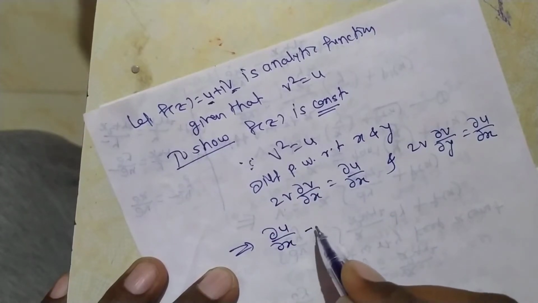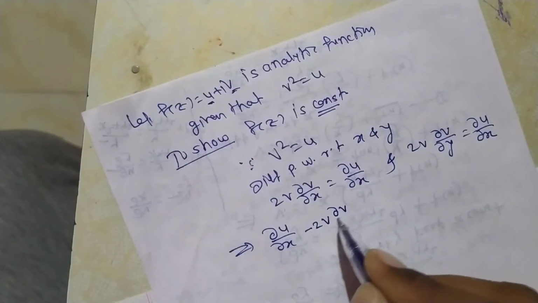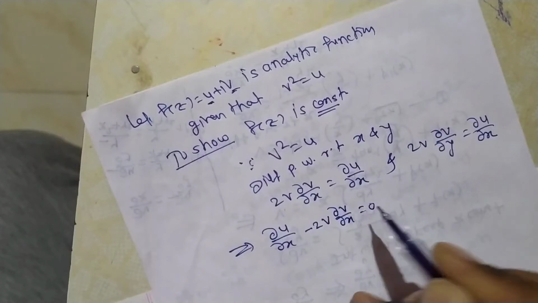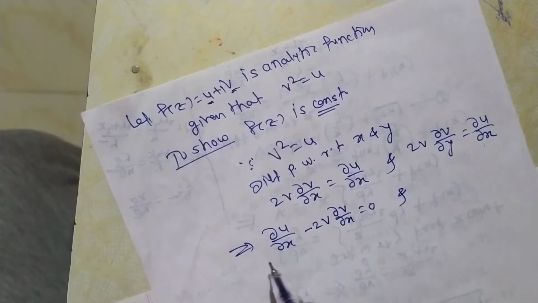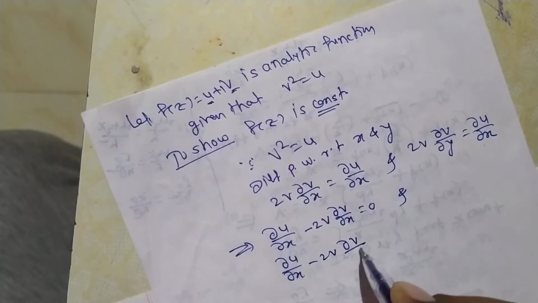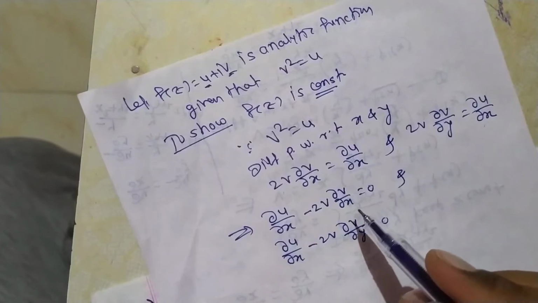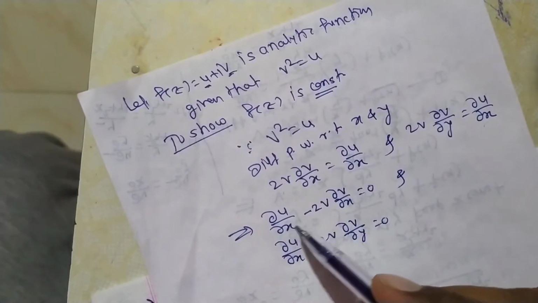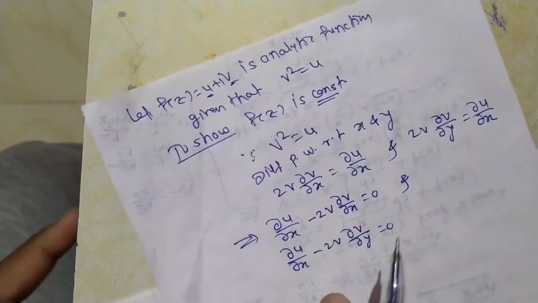So using the first equation we can write, if you write this term here, ∂u/∂x minus 2v ∂v/∂x equal to 0, and the second equation is the same, this term written on the RHS becomes ∂u/∂x minus 2v into ∂v/∂y equal to 0. So from these two equations we have to find ∂u/∂x and ∂v/∂x. So how do we find this?